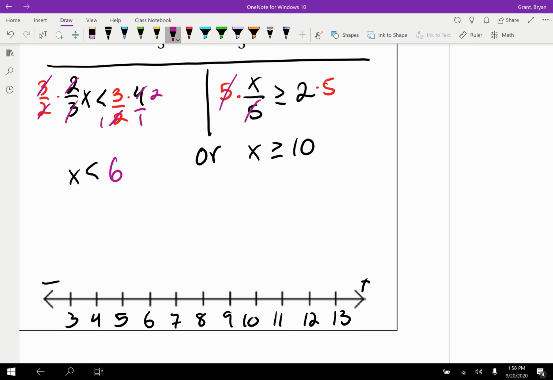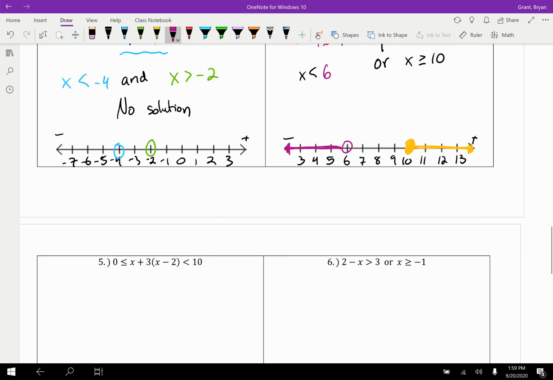Well, we need an open circle around 6 and a circle around 10. X can be greater than or equal to 10. Oh, equal, closed circle. And then shade to the right. Okay. Or x can be strictly less than 6, can't be equal to 6, so we don't fill things in. Looks something like that, and we have our answers. Two to go.